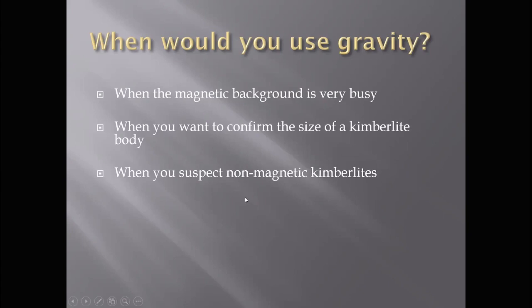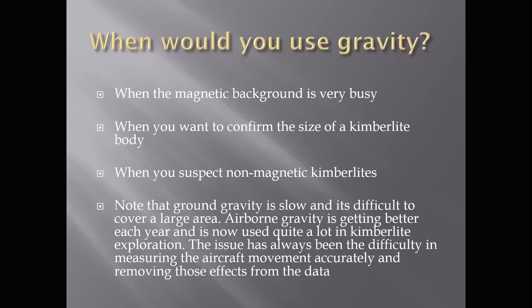You may suspect non-magnetic kimberlites. Group 2 kimberlites don't have a lot of ilmenite in them. They're very micaceous, and therefore you can fly an extremely sensitive magnetic survey in a quiet background and still not see them. I'm going to show you some examples of that from Angola. Note that a gravity survey is slow, and to cover a large area, it takes a lot of time.